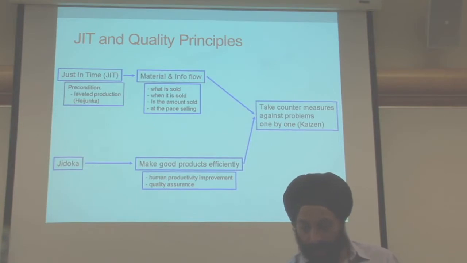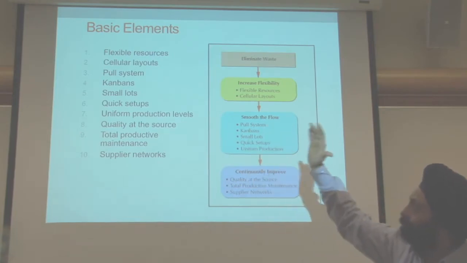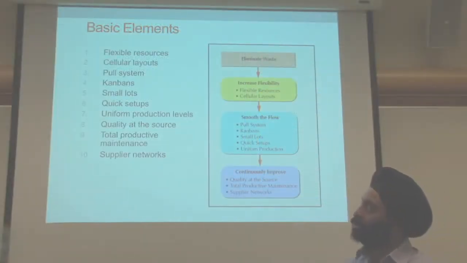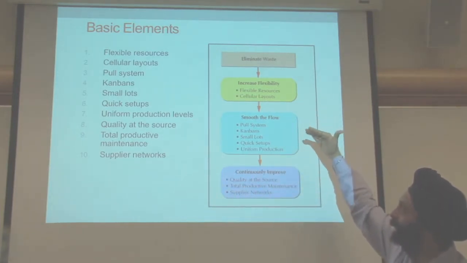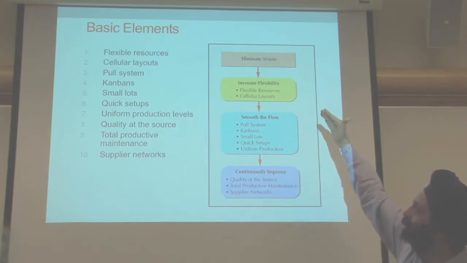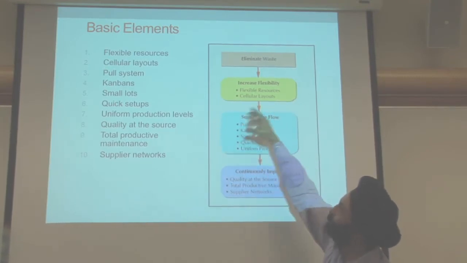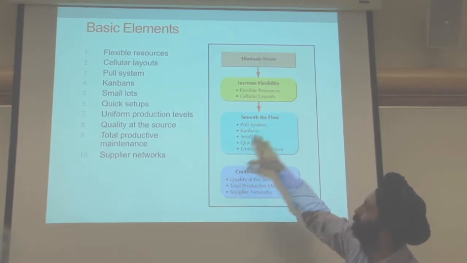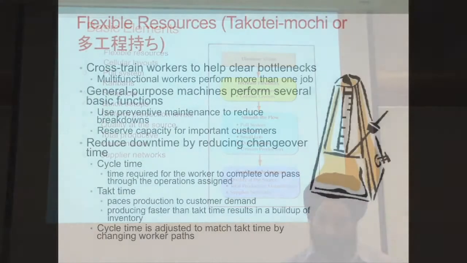Now, in the lean production concept, we'll focus on the basic elements, about 10 different elements, all the way from flexible resources, cellular layouts, pull system, Kanban, small lots, quick setup, uniform production level, quality at the source, TPM, total productive maintenance, and supplier networks. In this case, all this leads from elimination of waste. It can be done through increasing flexibility, which are the first 2 items. Then the next 5 items, 3 through 7, are about smoothing the production flow, and then continuous improvement is the last 8, 9, and 10, which is trying to improve the system that you have.